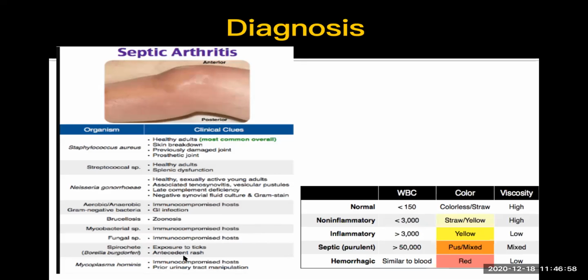Spirochete like Borrelia burgdorferi is a tick bite, so there has to be the exposure to the tick, and there is the antecedent rash in case of Lyme disease. Rash is very typical. Mycoplasma hominis is a type of bacteria which is known as atypical bacteria. So immunocompromised host would be affected, and there may be prior urinary tract manipulation like catheterization or some type of surgery in the urinary tract.